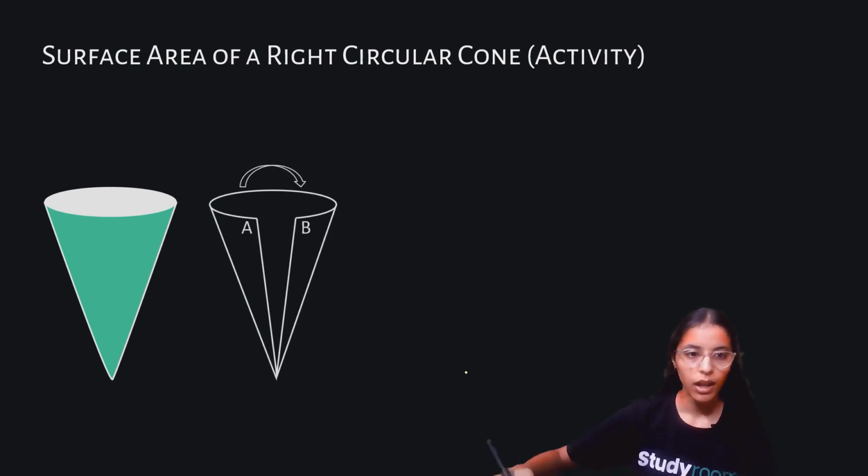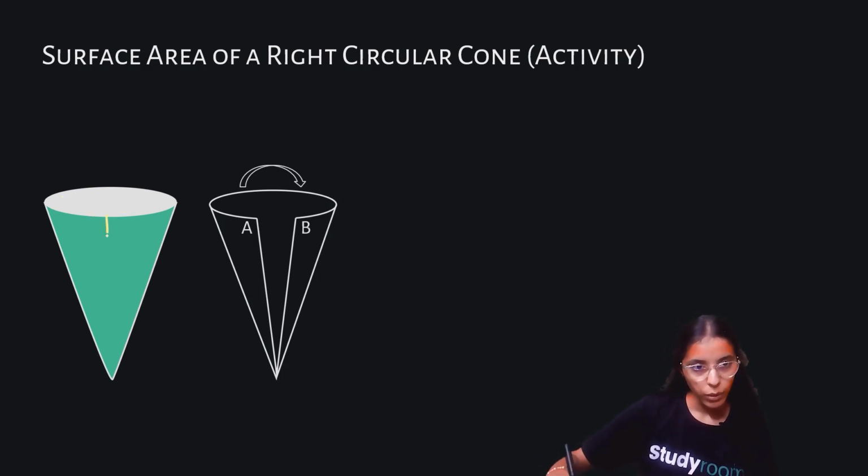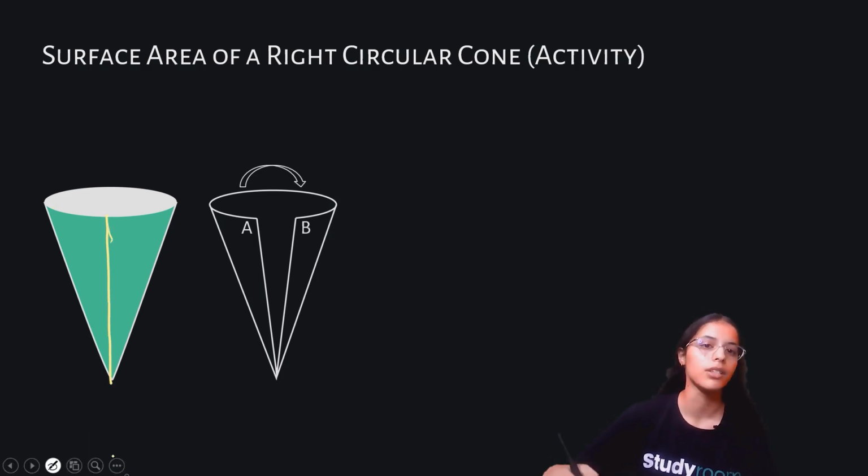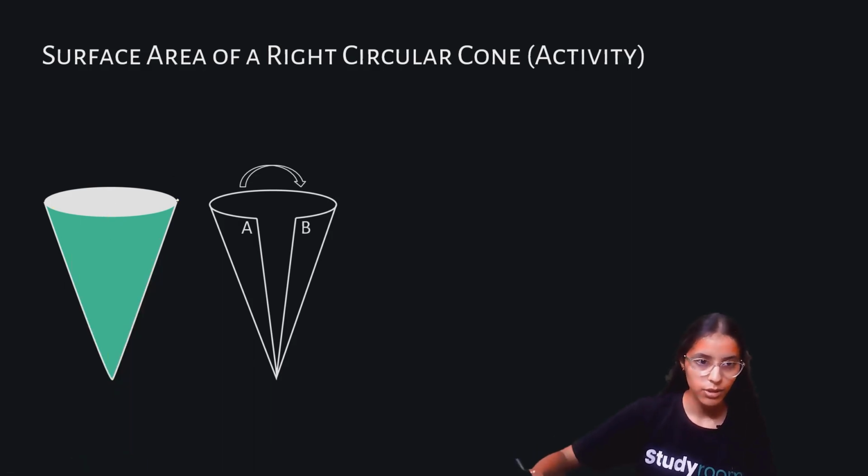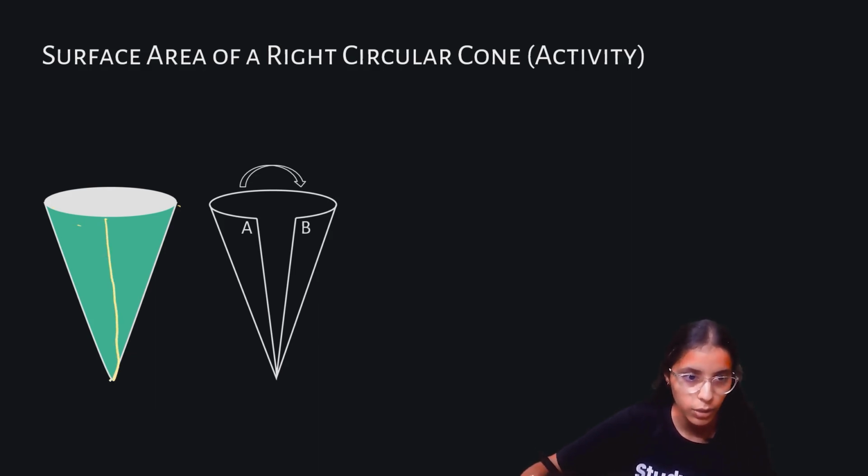So now what we have to do is take a cone that is empty, that does not have a bottom. We'll remove the bottom, and then we cut it from the outer surface. So we cut it from here like this, or from here, any part of the outer surface, we'll cut one part. This line that is joining the vertex and the boundary of the base, not the center, the boundary of the base, is called our slant height. Slant height.